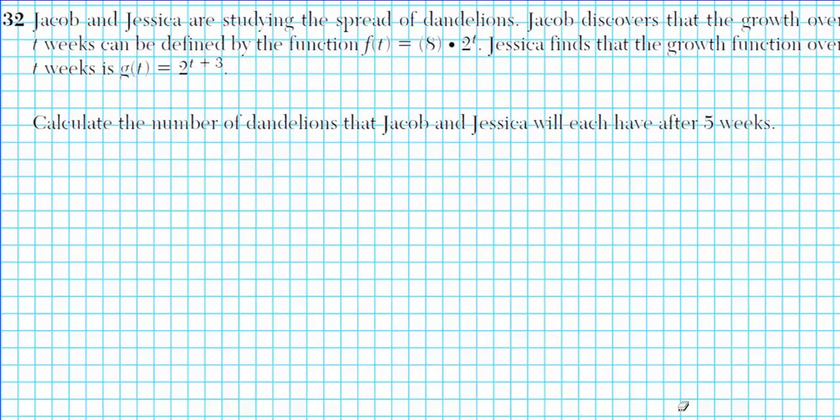All right, let's take a look at number 32. It says Jacob and Jessica are studying the spread of dandelions. Jacob discovers that the growth over t weeks can be defined by the function f of t equals 8 times 2 to the t. And Jessica finds out the growth of the function over t weeks is g of t equals 2 to the t plus 3.